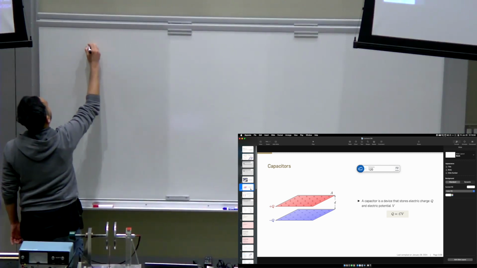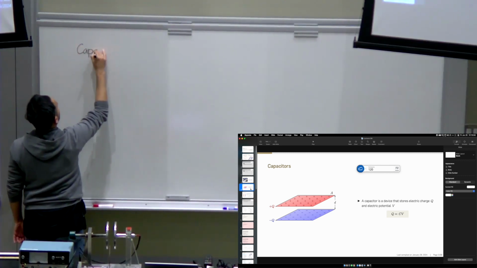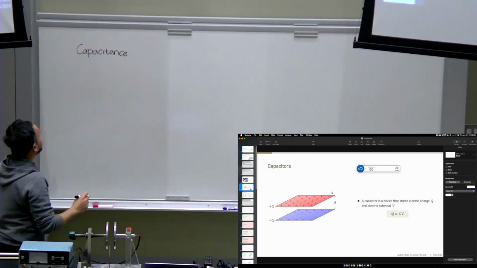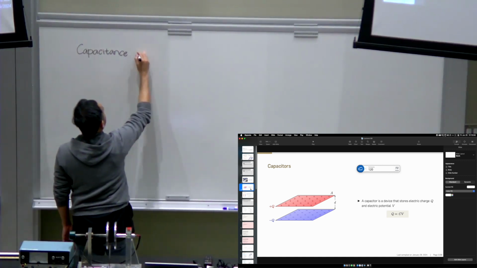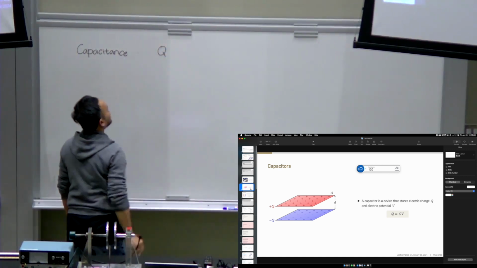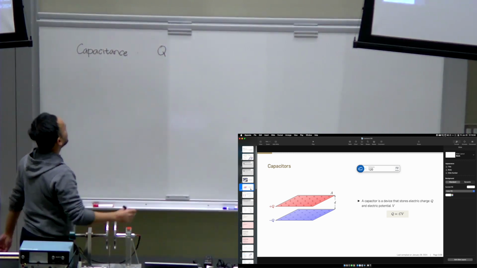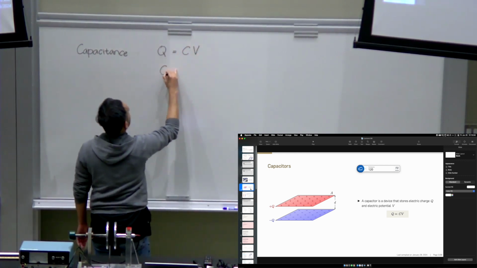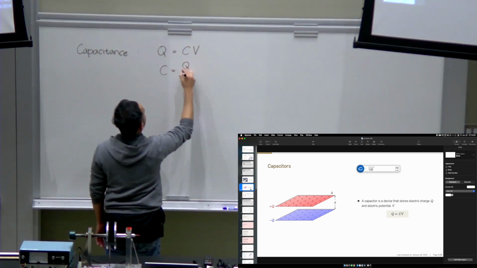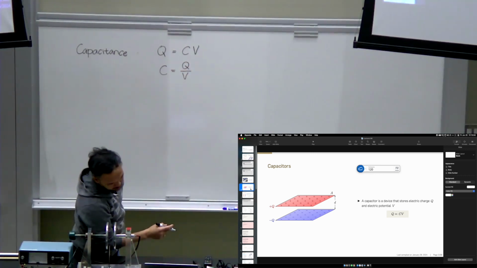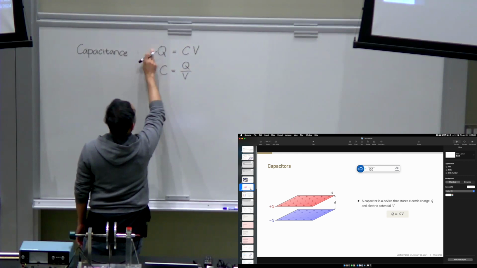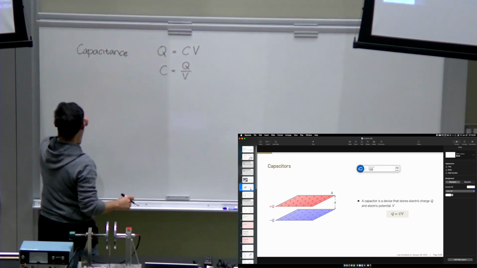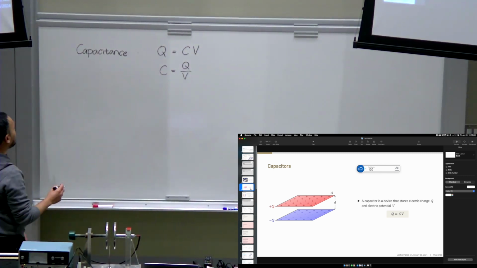First, let's define capacitance. Capacitance is defined as the ability to store charge, Q, at a given voltage. So C is equal to Q divided by voltage. You can quickly rearrange to the second formula. So what is this Q?